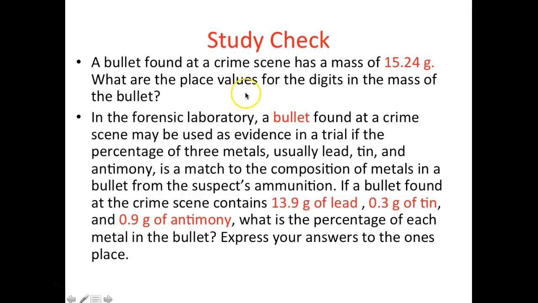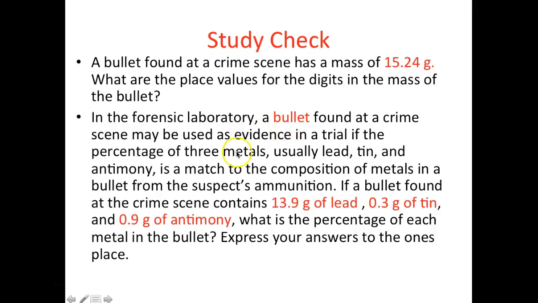All right, a bullet found at a crime scene has a mass of 15.24 grams. Okay. What are the place values for the digits in the mass of this bullet? Okay, 4 is in the hundredths place. This 2 is in the tenths place. 5 is in the ones place, and 1 is in the tens place. Okay. All right, next one.